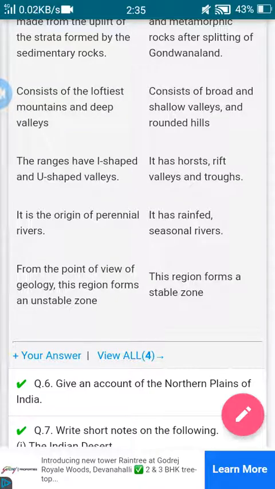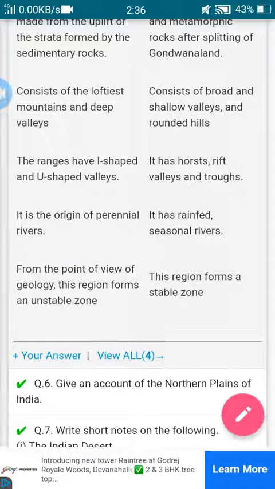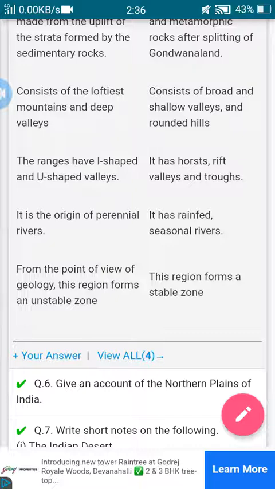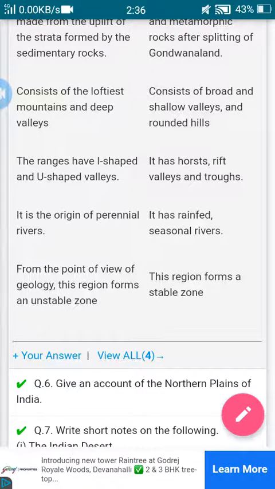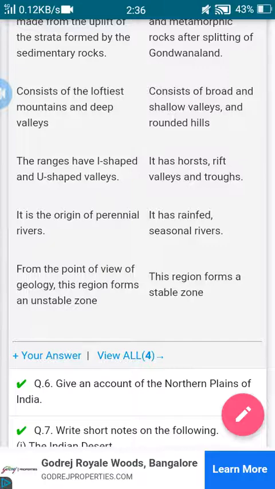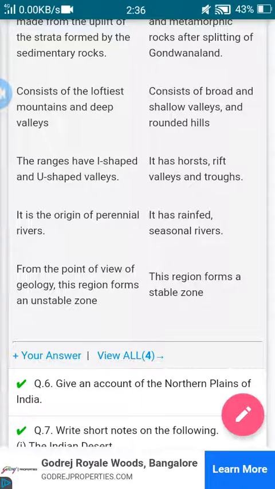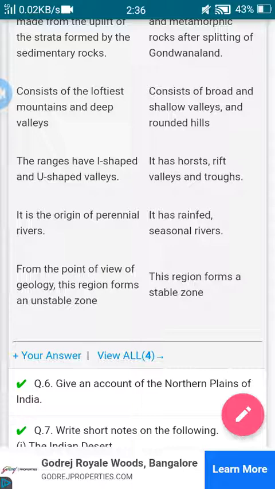Second point, the Himalayan region consists of the loftiest mountains and deep valleys, broad and shallow valleys and rounded hills. Next point, the ranges have I-shaped and U-shaped valleys. It has forests, rift valleys and troughs.